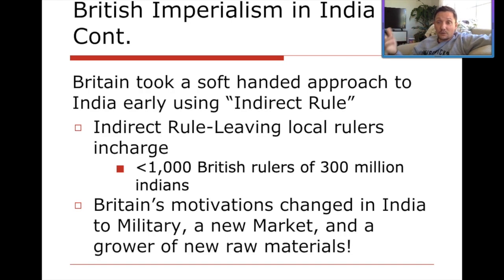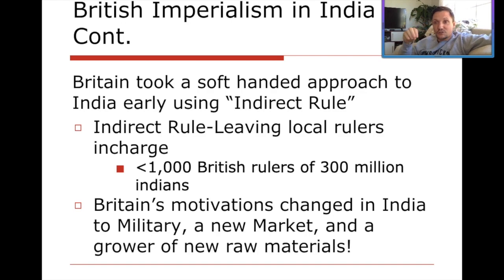And we also will now have a grower of new raw materials, like the opium we want to sell to the Chinese, or like cotton to put into our factories back in Europe and stock it full of cheap cotton. And then we can make cheap cotton textiles and sell it back to the Indians all over again. And this circle just keeps wrapping around and around and around, right?